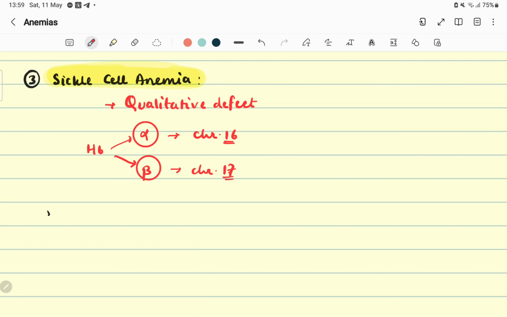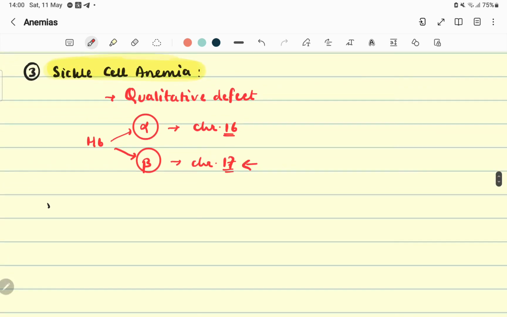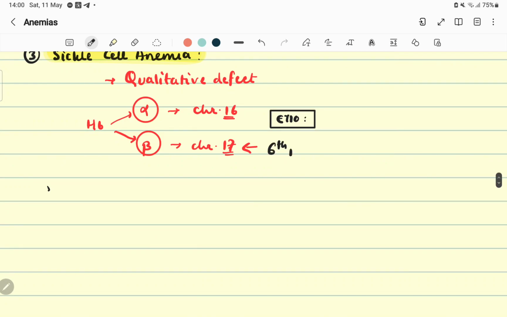So basically, in sickle cell anemia, hemoglobin has alpha and beta chains. The alpha chain is coded by chromosome number 16, and the beta chain by chromosome number 17. So the etiology, first thing, is a defect in the beta chain. At the sixth position of the beta globin chain there will be a point mutation.